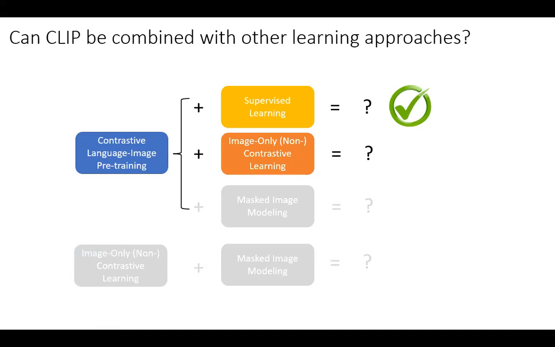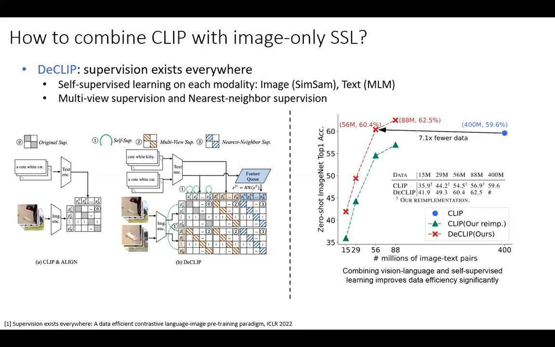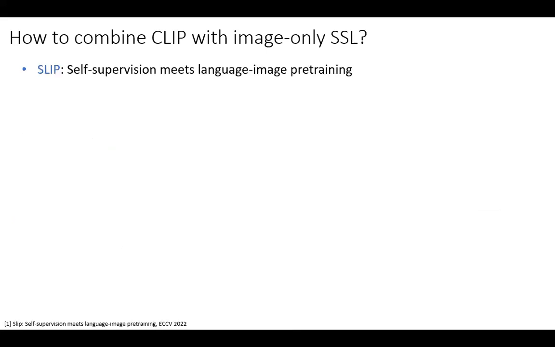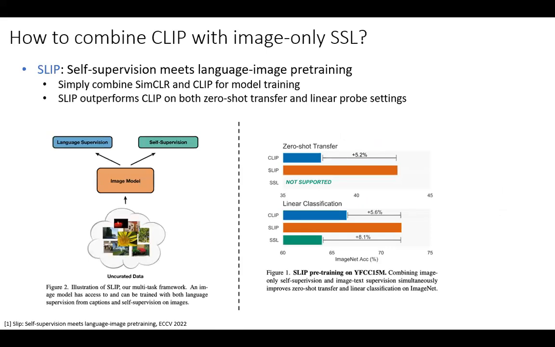But then how can we combine it with the CLIP kind of training? I think one paper is the DeCLIP paper, right? The high-level message is supervision can exist everywhere. So they propose to enhance the CLIP training with self-supervised learning on each modality. For example, on the image side, they use the SimSiam loss as well. And then we also have the SLIP paper, right? And the idea is even simpler. It simply combines SimCLR and CLIP for model training. And by doing this, in an academic setup, they show they can have better zero-shot transfer and linear probe performance.